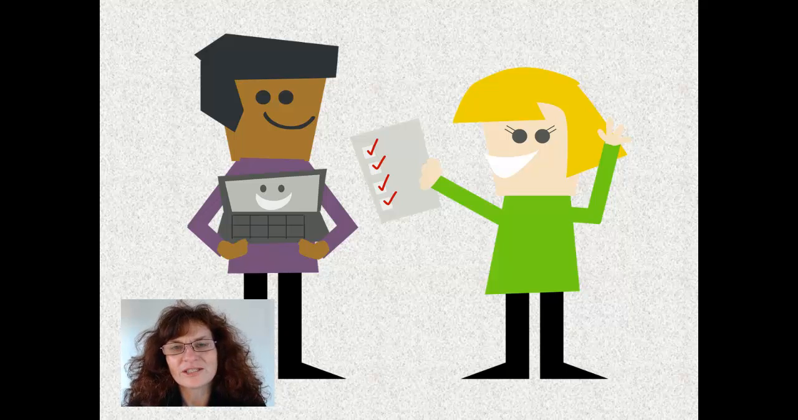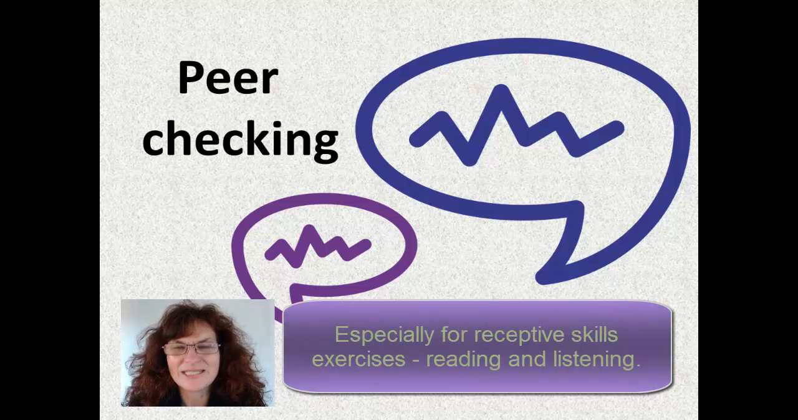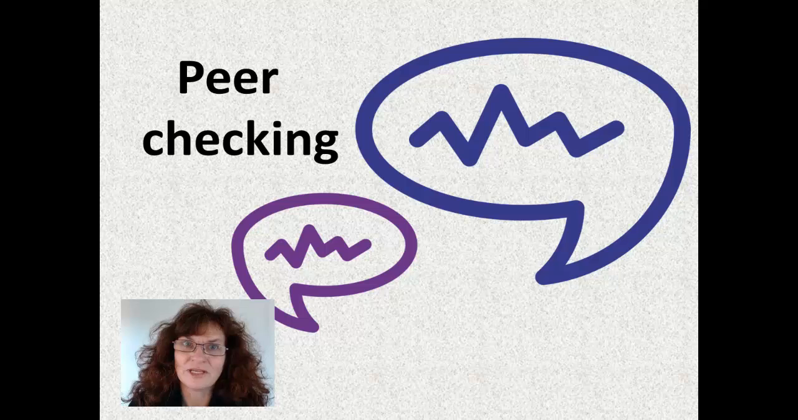One of the things that it's really worth thinking about, making a major regular part of your classroom management techniques, is peer checking. So if they've done an exercise, a reading or listening, particularly receptive skills things where they're likely to be doing it on their own, it's a really good idea before you get class feedback, get them to check in pairs, get them to check with their neighbour. There are lots of good reasons for doing this.